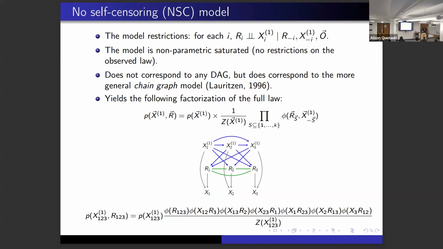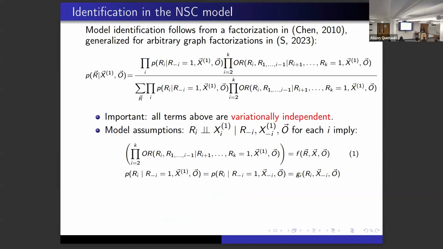But if you remove them, actually, you're in business, because you can show that this model is identified by thinking really hard about this bivariate factorization due to Chen in 2010. If I have any conditional distribution, I can think of it as a product of Gibbs factors of every variable given everything else. But that just gives me the main effect.